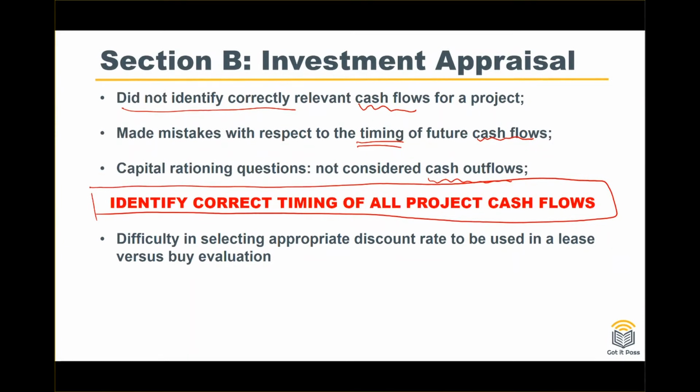And last but not least, in investment appraisal under section B is the difficulty in selecting the appropriate discount rate. In what scenario? It's the lease versus buy evaluation. For lease versus buy evaluation, sometimes the discount rate can be different. For example, if the lease has a specific loan rate, then you have to use the loan rate or the debt rate for discounting. And buy evaluation is about a project rate, which may differ, with components like equity and also debt.